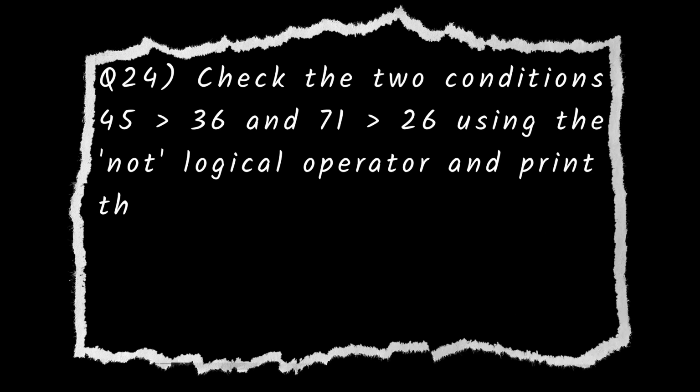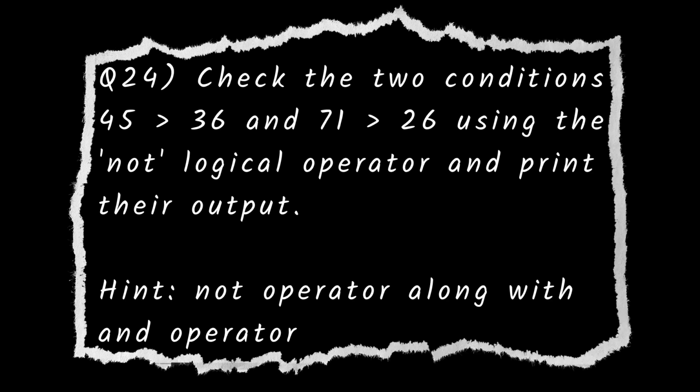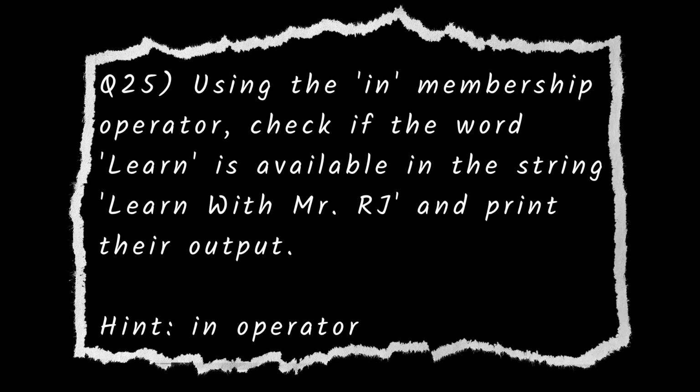The next question is check the two conditions 45 greater than 36 and 71 greater than 26 using the NOT logical operator and print their output. Here is the hint, NOT operator along with AND operator. The next question is using the in membership operator check if the word learn is available in the string learn with Mr. RJ and print their output. Here is the hint, in operator.